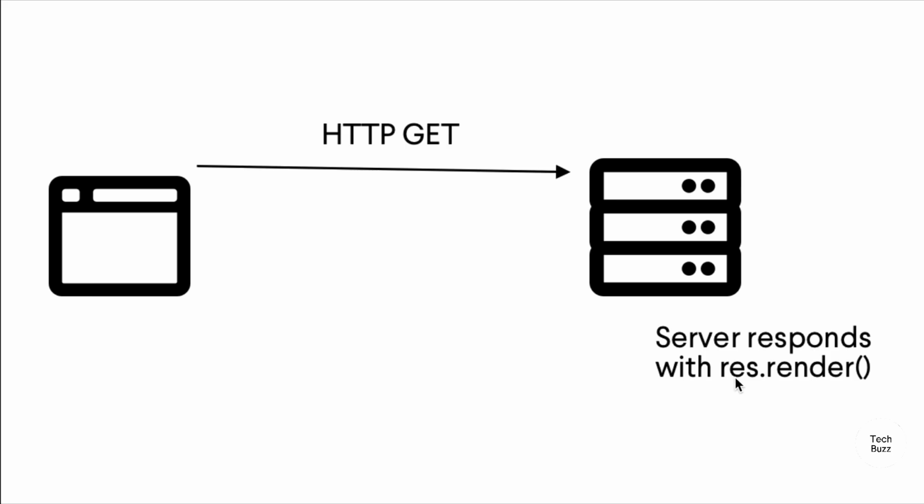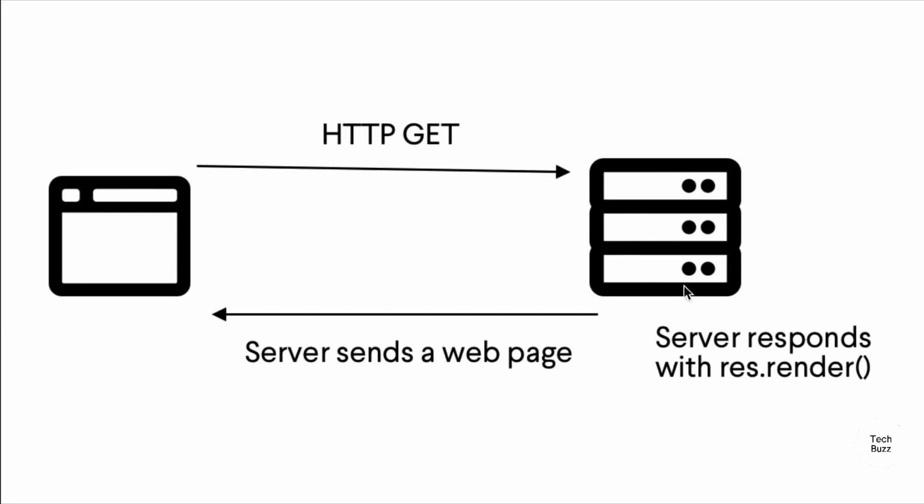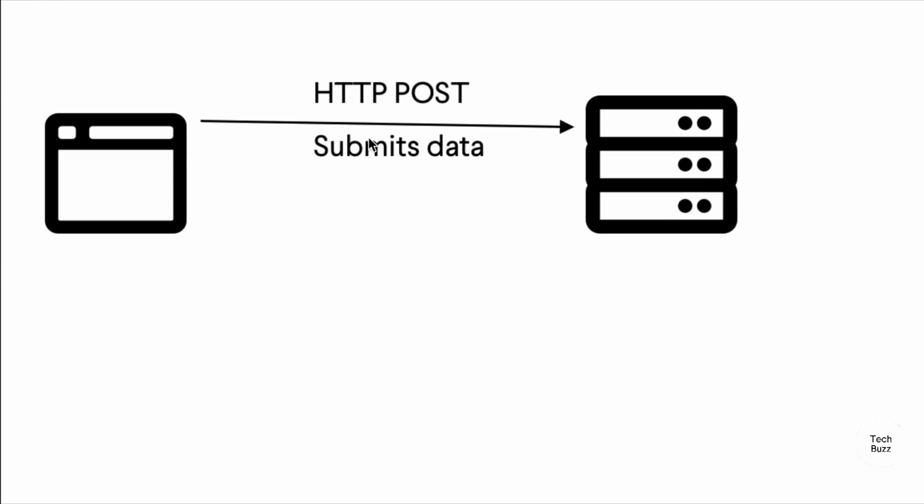And in our current scenario, we are interested in sending back an HTML web page, and we use the Express.js specific method called res.render. Res.render will generate an HTML page, and our web server will respond back to the browser request with a web page. And the other method we're interested in is called HTTP post. This is typically used for submitting data to a web server. When you fill out a form on a web page and you press the submit button, the data is sent to the web server, and typically an HTTP post method is used.